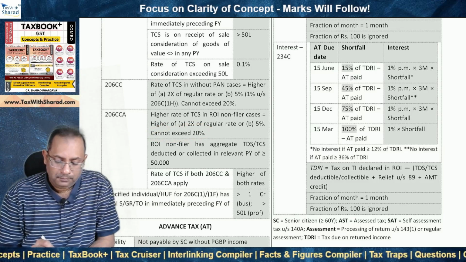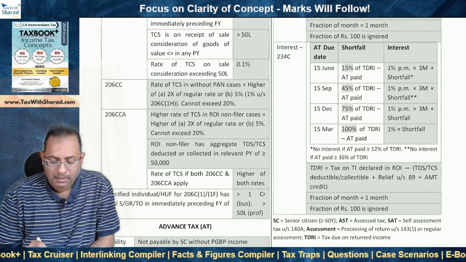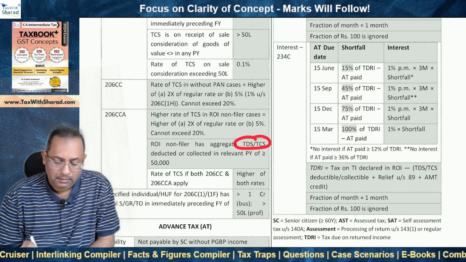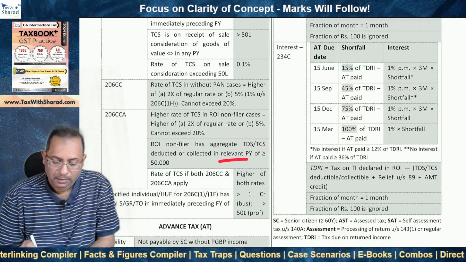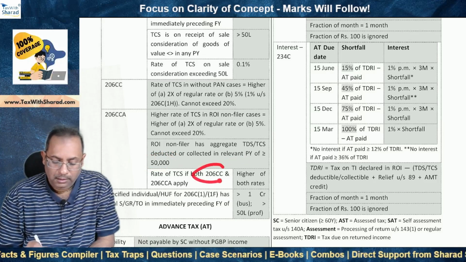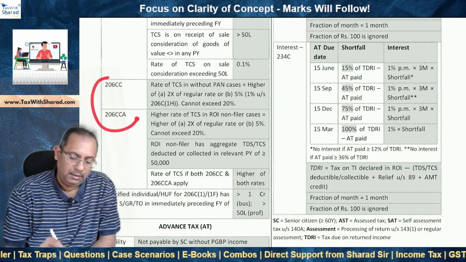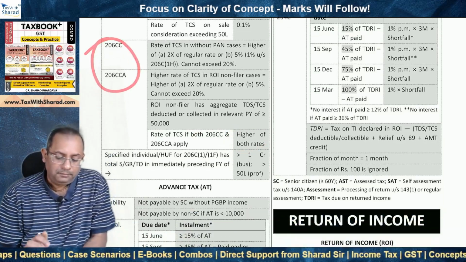In 206CCA, an ROI non-filer basically has an aggregate TDS deducted or TCS collected in the relevant previous year of 50,000 or more. What if both 206CC and 206CCA apply? Then the rate which is the higher of both the rates under these sections is applicable.